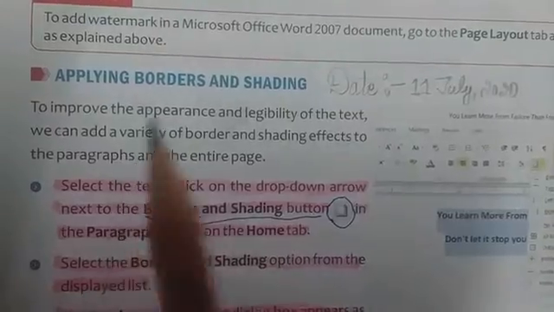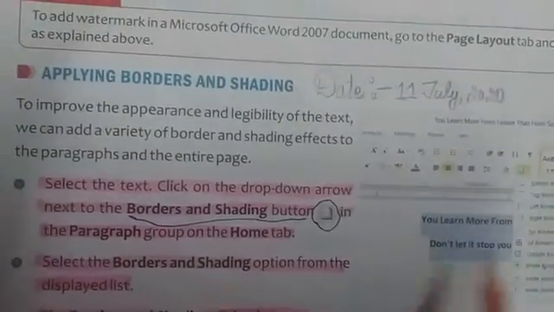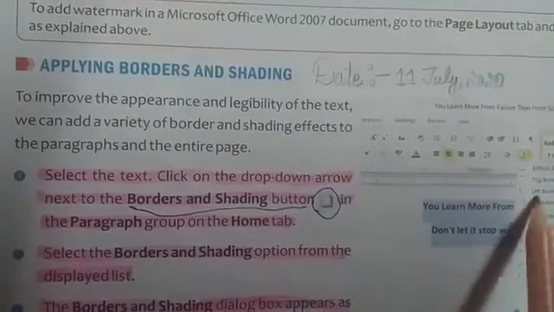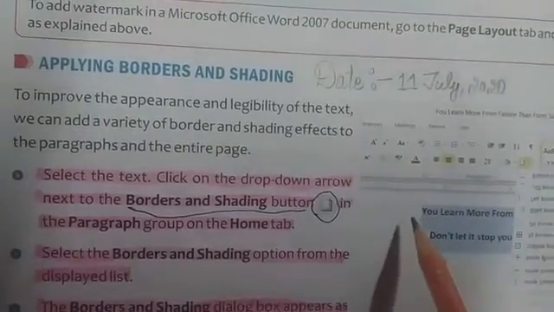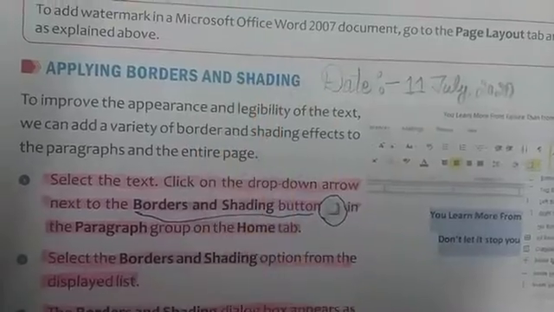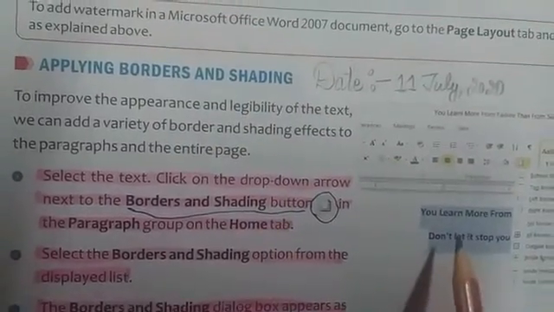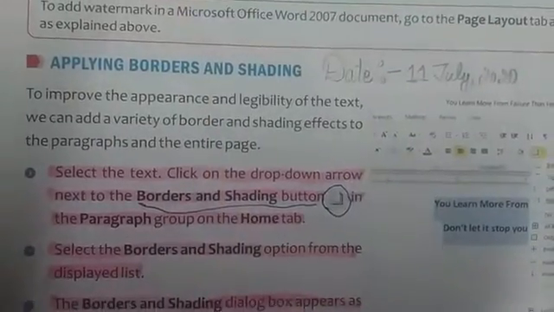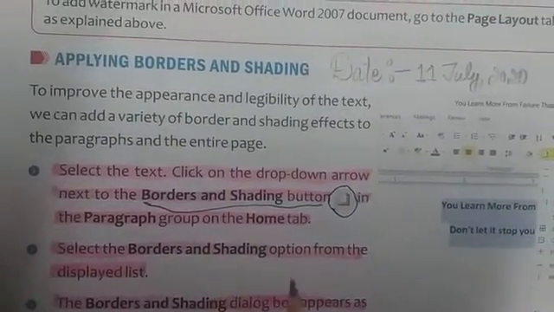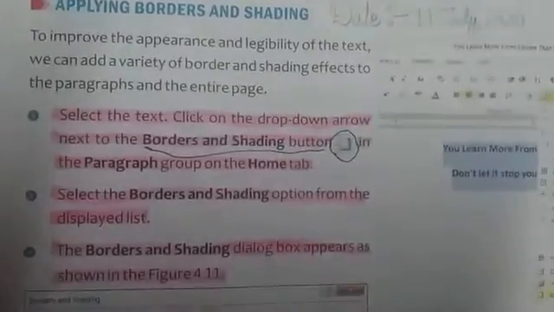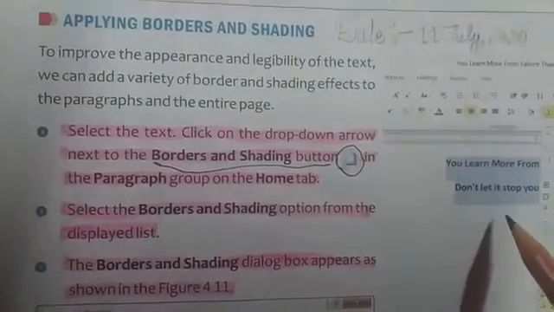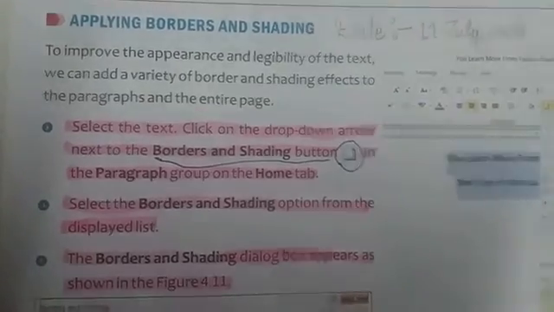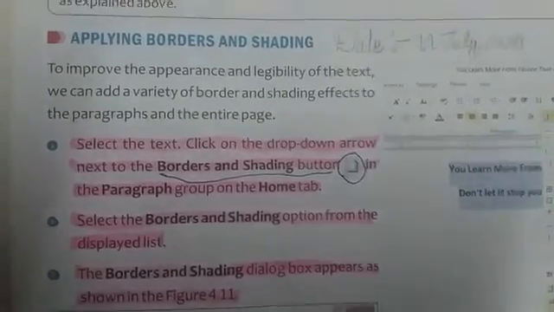For example, if I have written some text in the document and I want to insert border and shading effects to that text, then I will take the help of the borders and shading option. It will provide a variety of borders and shading effects to us, and according to our need we can choose any border and shading effect from there.